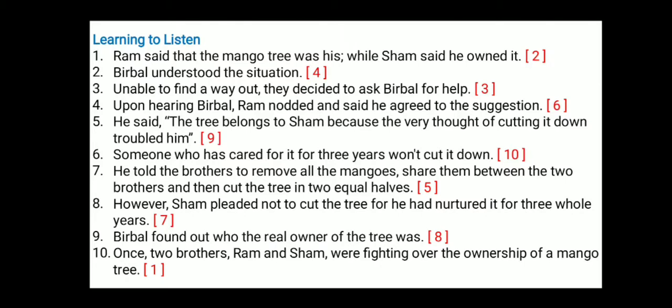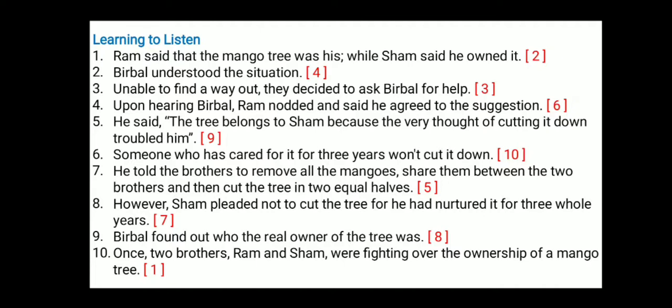First, once two brothers, Ram and Shyam, were fighting over the ownership of a mango tree. Second, Ram said that the mango tree was his, while Shyam said he owned it. Third, unable to find a way out, they decided to ask Birbal for help. Fourth, Birbal understood the situation.